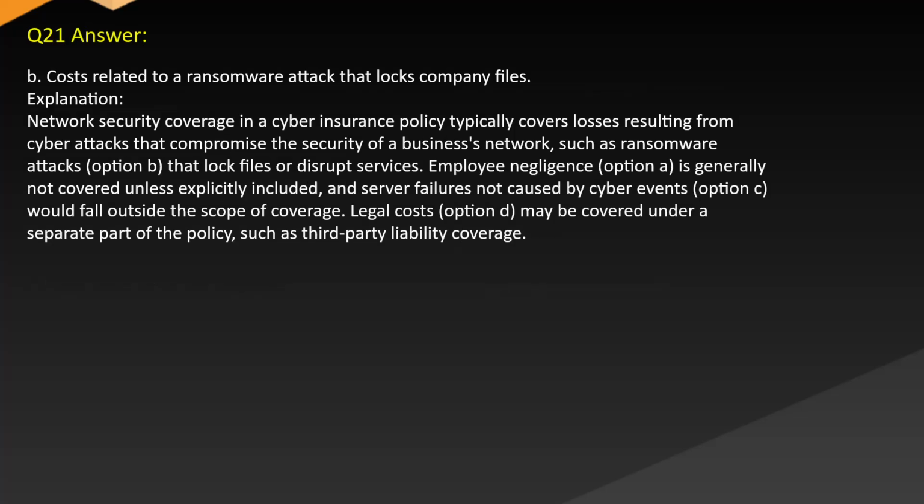Answer. B. Costs related to a ransomware attack that locks company files. Explanation. Network security coverage in a cyber insurance policy typically covers losses resulting from cyber attacks that compromise the security of a business's network, such as ransomware attacks, option B, that lock files or disrupt services. Employee negligence, option A, is generally not covered unless explicitly included, and server failures not caused by cyber events, option C, would fall outside the scope of coverage. Legal costs, option D, may be covered under a separate part of the policy, such as third-party liability coverage.